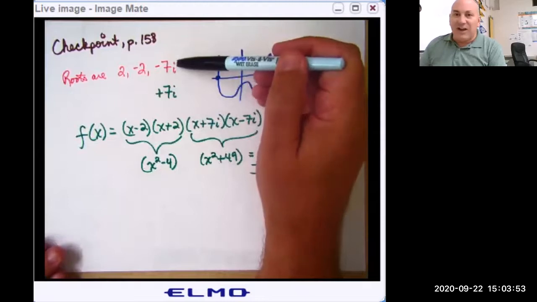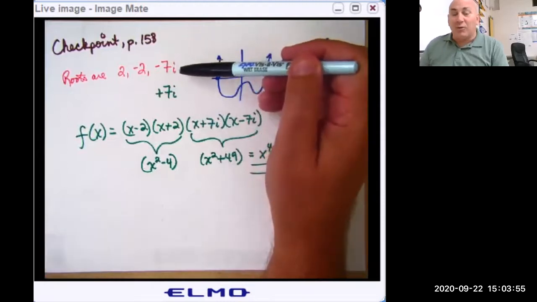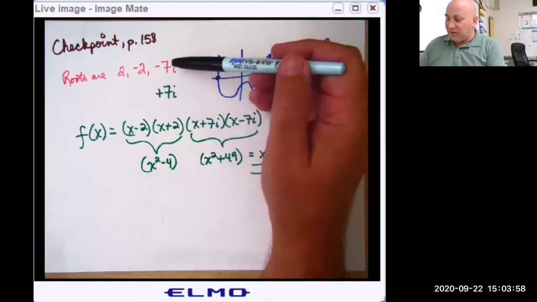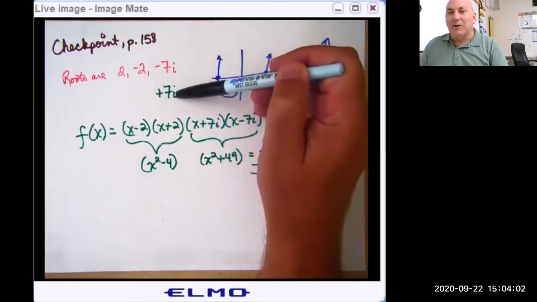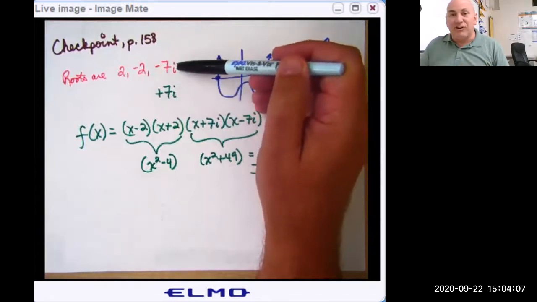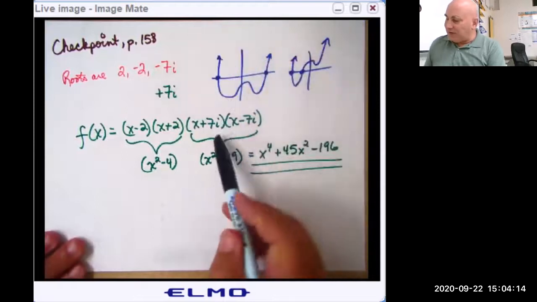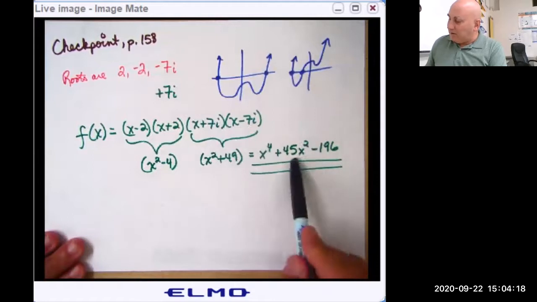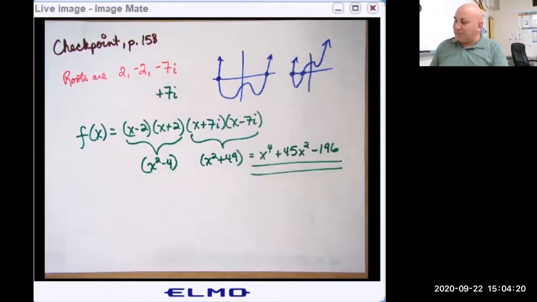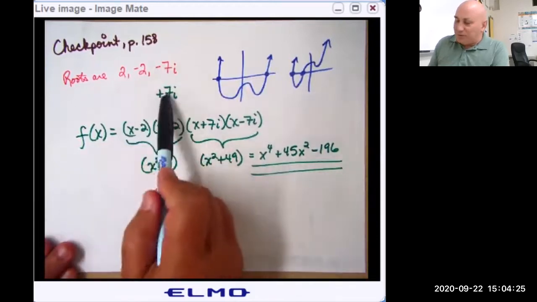Now, negative 7i, if it's a polynomial with real coefficients, then 0 plus 7i must also be a root, because with real coefficients, imaginary roots will always, always, always occur in complex conjugate pairs. So here they are. Well, you can tell by looking that this is going to give us x squared plus 49. There is our graph. Our equation.